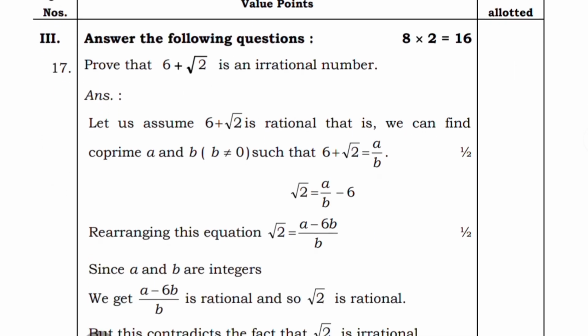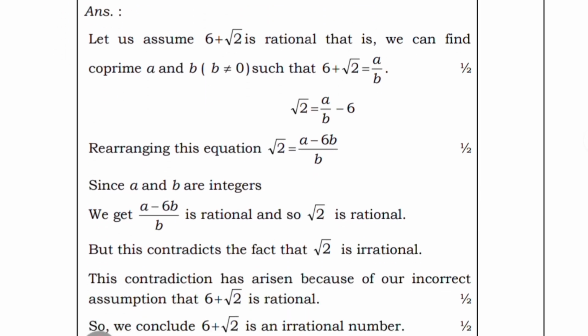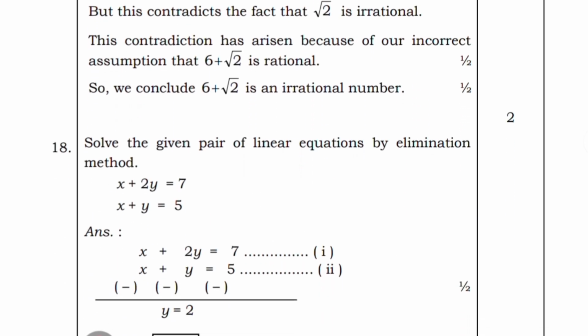It is from real numbers, a 2 marks question. Prove that 6 plus root 2 is an irrational number. So these are the steps to solve, and you can see the half marks distribution on the right hand side of the question answer paper, how they are solved.